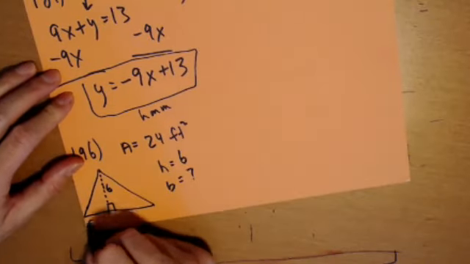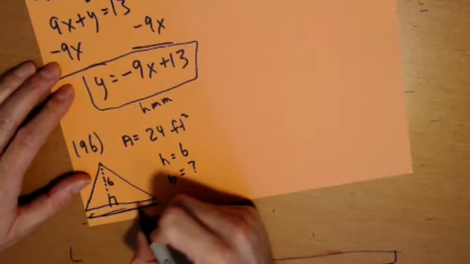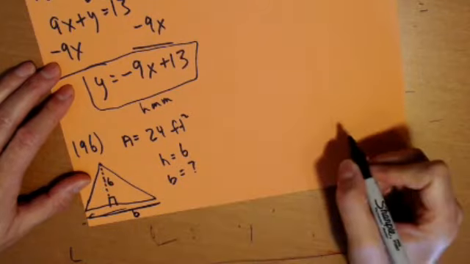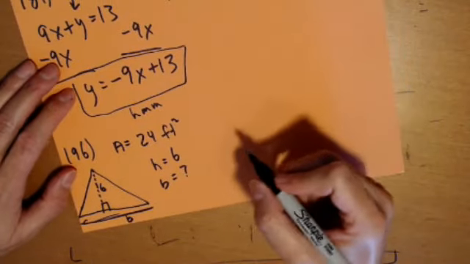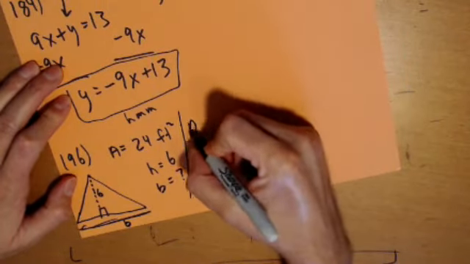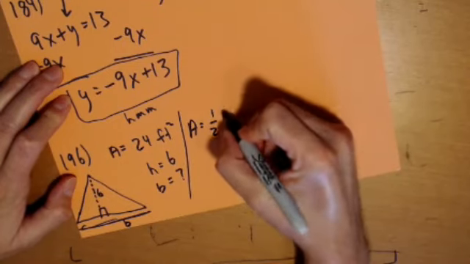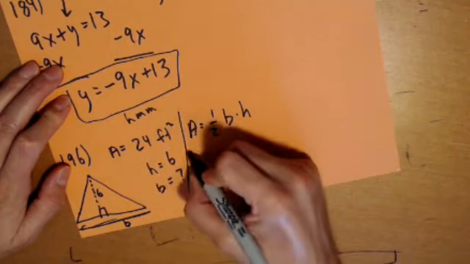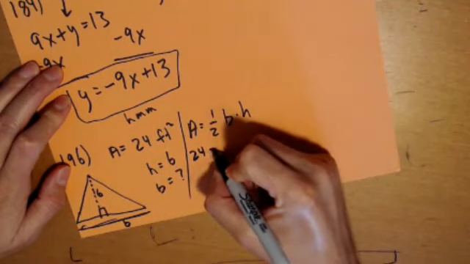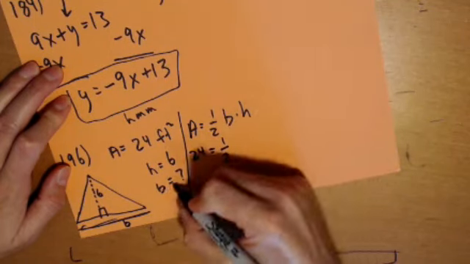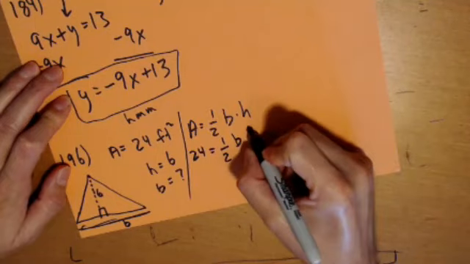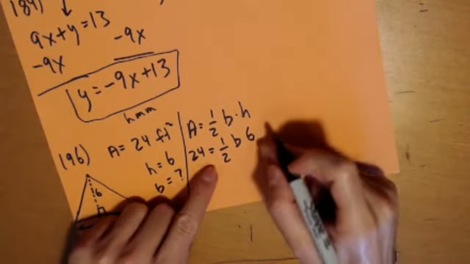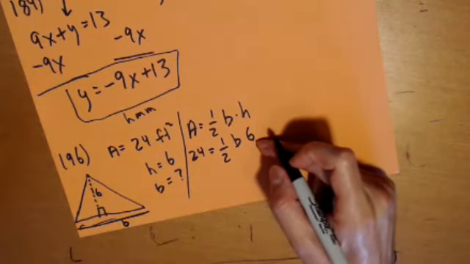And then the base, we don't know how big the base is. We'll call that B for base. And then the total area is 24. So we know the formula is area equals 1/2 base times height. And so the area, it said was 24, is equal to 1/2 B, the base we're trying to figure out, times the height, 6. Okay, so you see how once we plug everything in, now it's kind of like the problems we were doing.